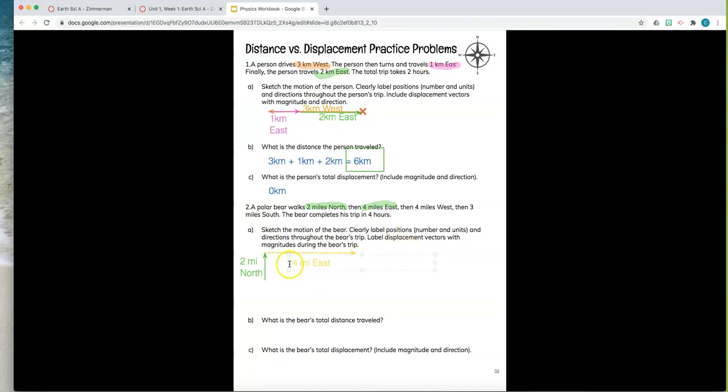Okay. Move this label. And then it says that the bear turns around, basically, and goes back 4 miles west. So that arrow will start from the same spot that we ended here and go back in the same direction. And we're going to label that 4 miles west.